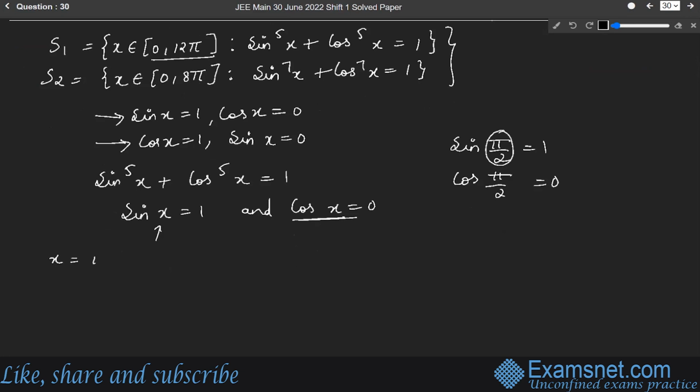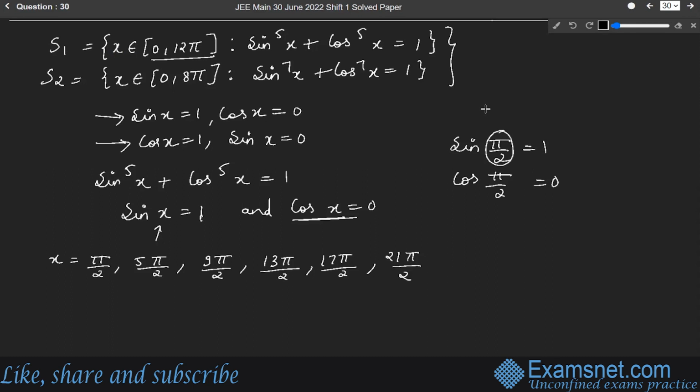x will be equal to pi by 2, 5 pi by 2, 9 pi by 2, 13 pi by 2, 17 pi by 2 and 21 pi by 2. For all these values, we will have sin x equal to 1 and cos x equal to 0. It means that sin pi by 2, sin 5 pi by 2, sin 9 pi by 2, sin 13 pi by 2, sin 17 pi by 2, sin 21 pi by 2 is equal to 1.